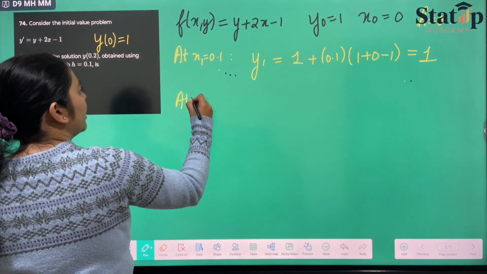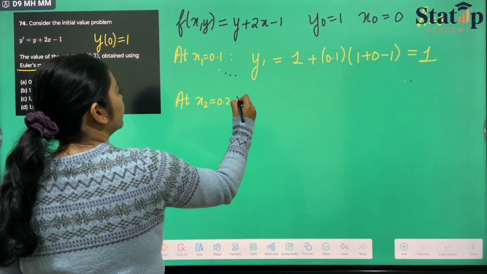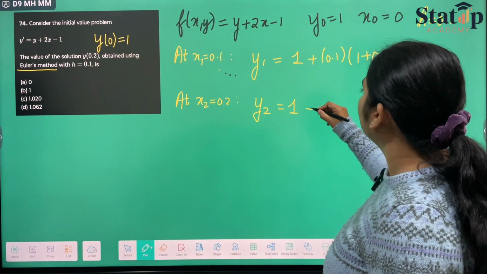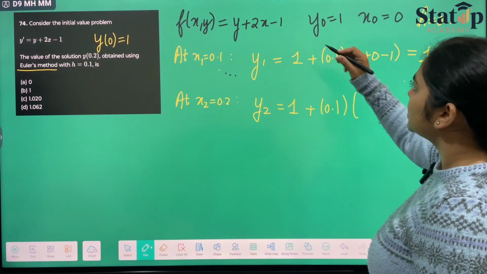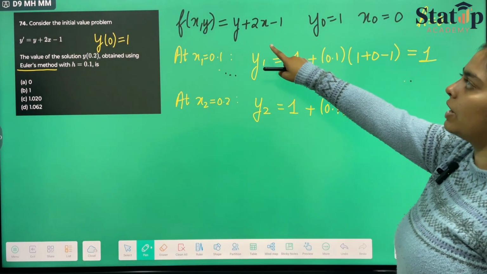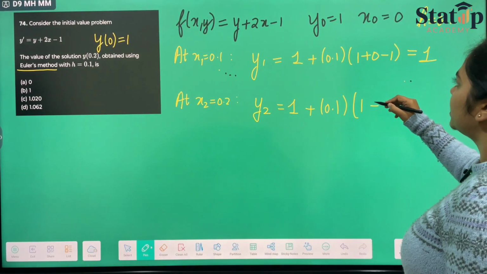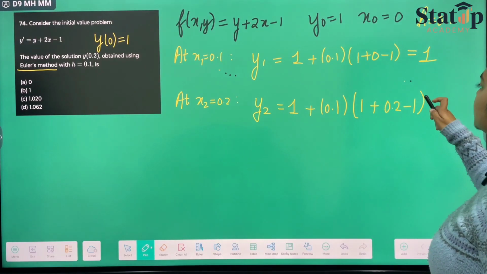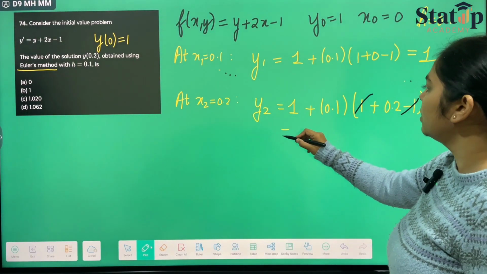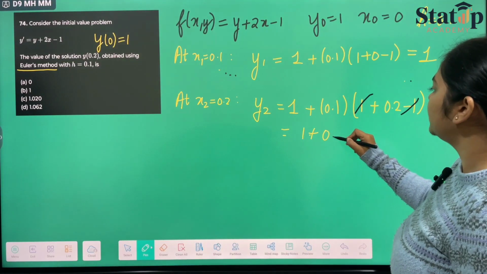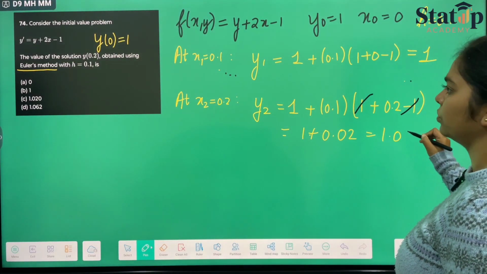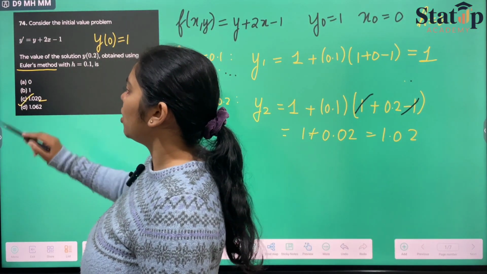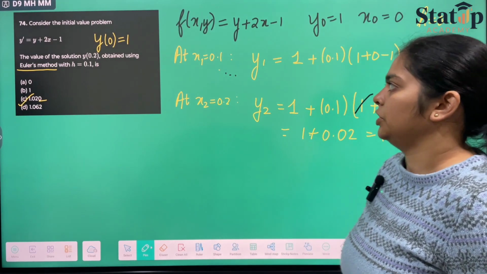Now at the second point, we will calculate x2 at 0.2. Then y2 will be y1, which is 1, plus h, which is 0.1, into f of y1 and x1. Here we have to replace it with y1 and x1. y1 is 1, plus 2 into x1, which is 0.1, minus 1. This plus 1 and minus 1 will get cancelled, and this will be 1 plus 0.02, which is 1.02. And in the question, they have just given us one extra 0, and option C is our correct option in the examination.